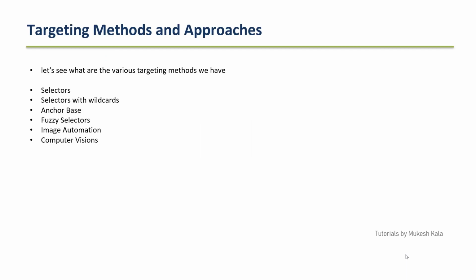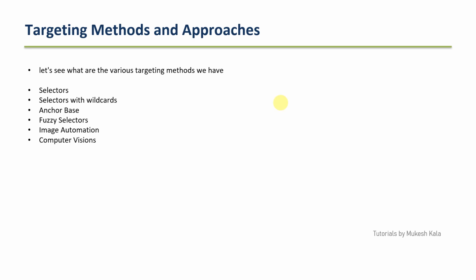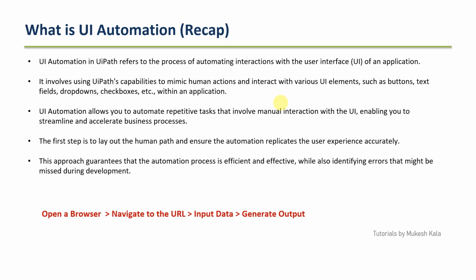On that note, this would be our agenda for today. We are going to see the various targeting methods which are available: selector, selector with wildcards, anchor base, fuzzy selector, image automation and computer vision. All of these are targeting methods and approaches which have different benefits and different limitations, and they fit different conditions. So as a developer, you should be very much aware of all the techniques and when to use what. Okay, so first things first, what exactly is UI automation?